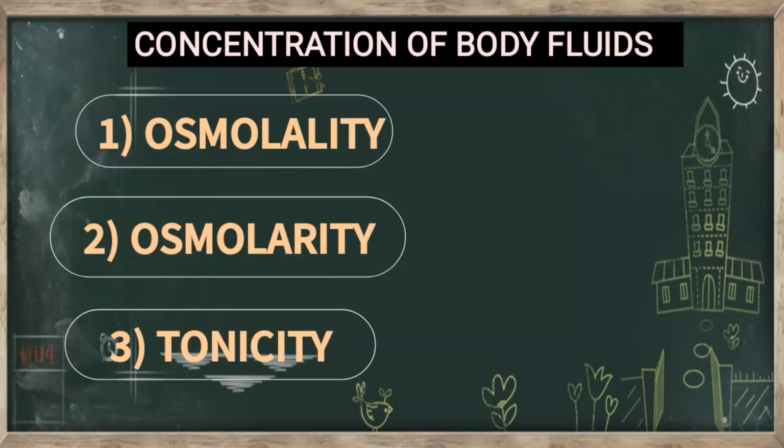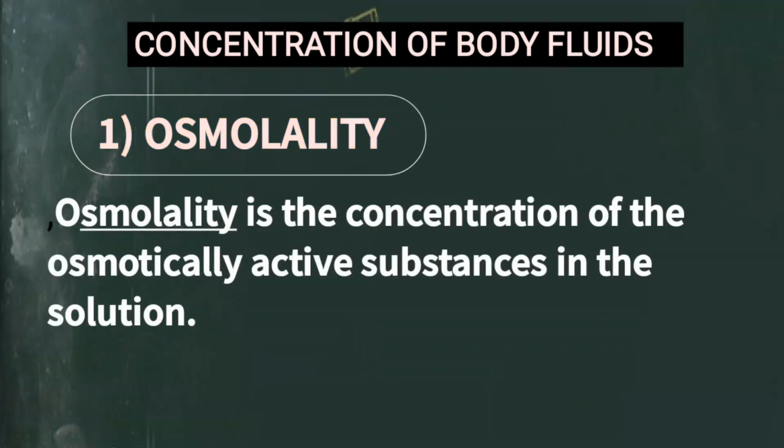Next one is the concentration of body fluid. The concentration of body fluid is expressed in 3 ways, namely the osmolarity, osmolality, and tonicity. We shall be taking it one after the other. The first one is the osmolarity.